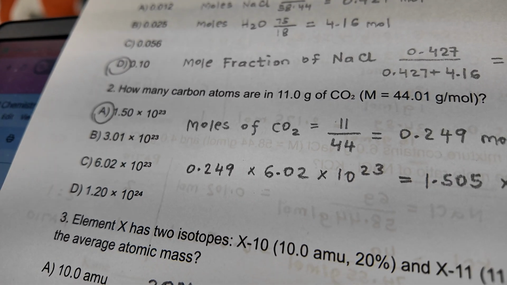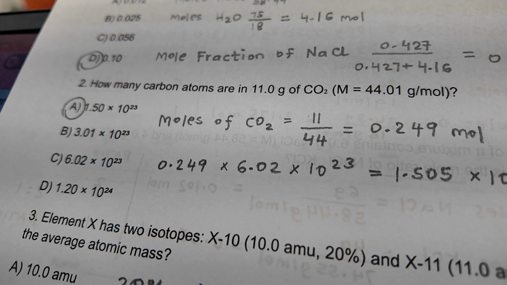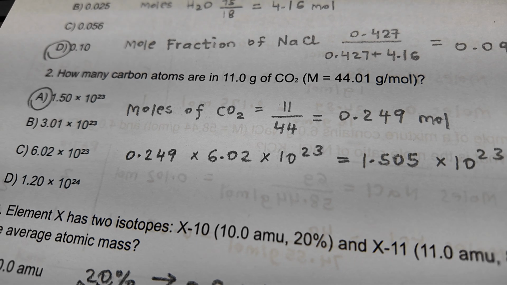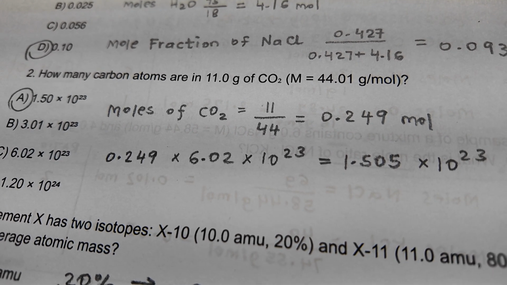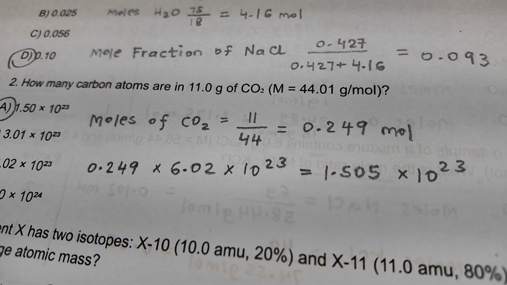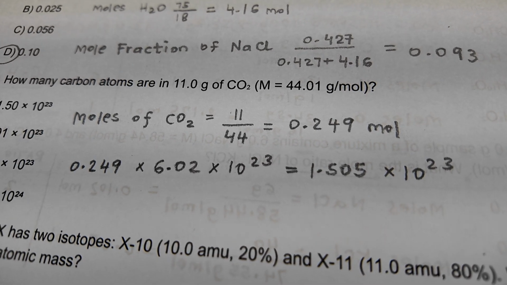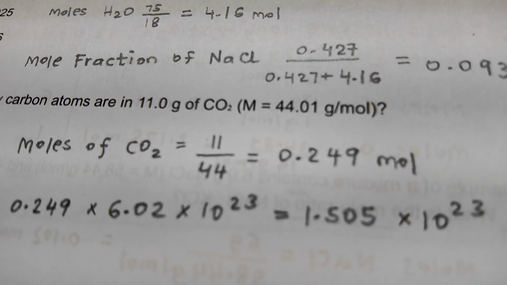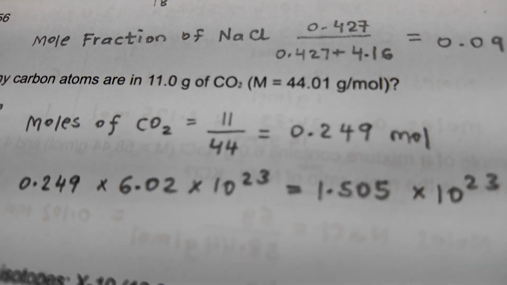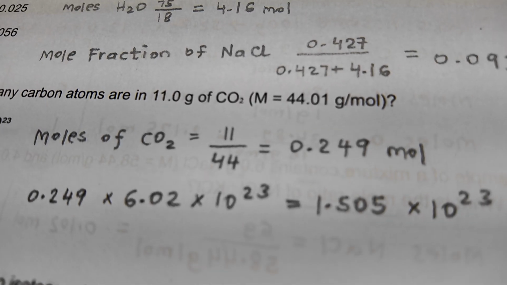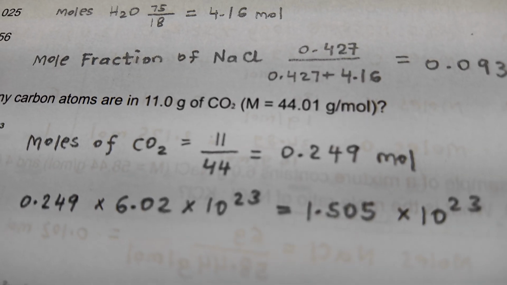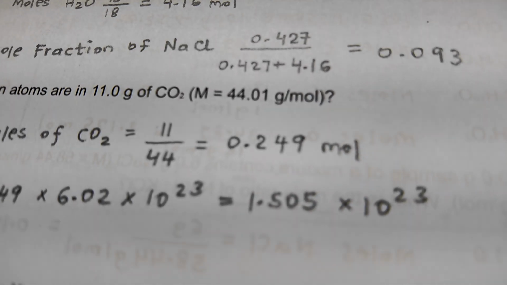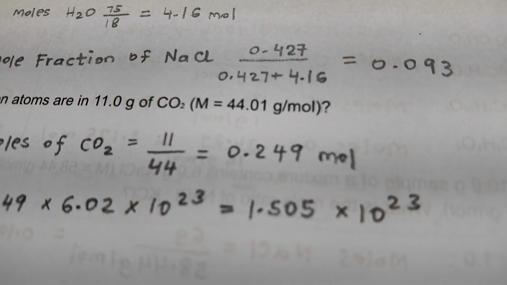For the next question, it asks, how many carbon atoms are in 11 grams of CO2? What I did was figure out how many moles of CO2 I have. So if I have 11 grams, I put 11 grams over 44 grams per mole. The grams and grams cancel out, and you just get moles. You would get 0.249 moles.